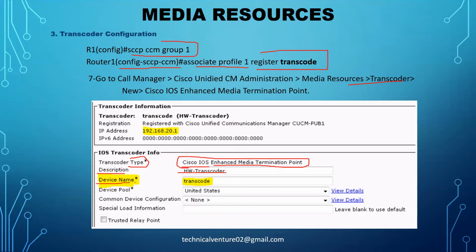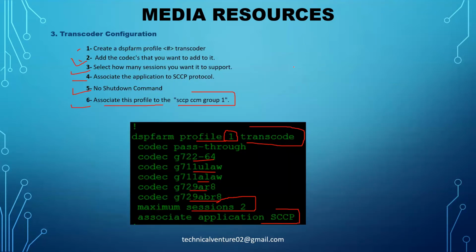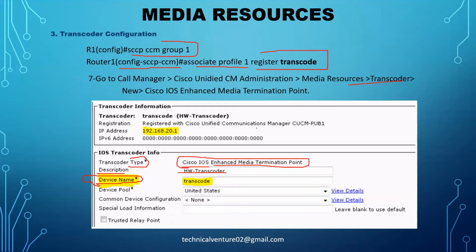And in the device name, this is the main thing. You should mention the same name as the one you just created in the DSP farm profile, profile 1 transcode. So this name should be the same on your CUCM as well. Only then will this media resource get registered, and only then will it show registered with CUCM. This device name should be the same on CUCM as well as on the gateway. I hope it's clear what the main configuration is that we need to do on the gateway as well as on the CUCM.